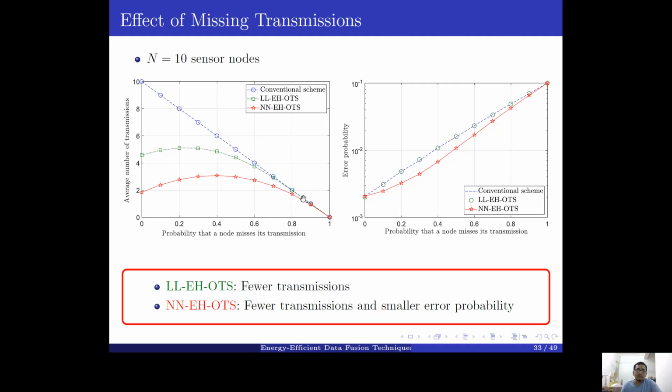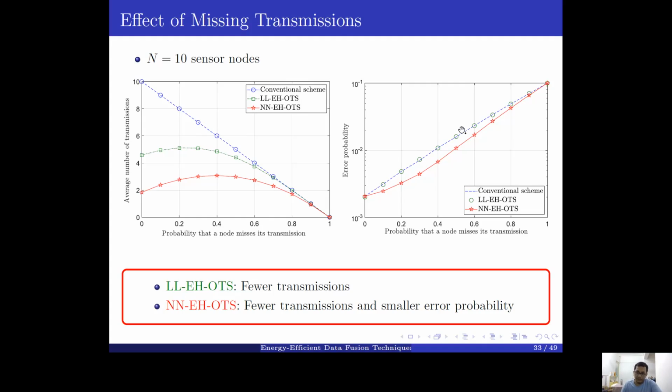However, as a node misses its transmission more often, or as the probability of a node missing transmission increases, this effect is no longer seen and the average number of transmissions for all the schemes decreases. Now, NH-OTS scheme improves upon LH-OTS scheme in terms of average number of transmissions. Now let's see how it fares in terms of error probability.